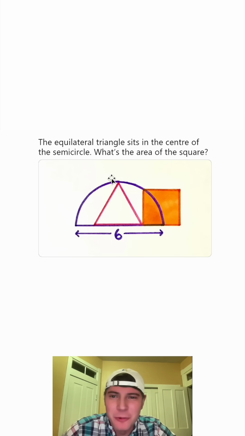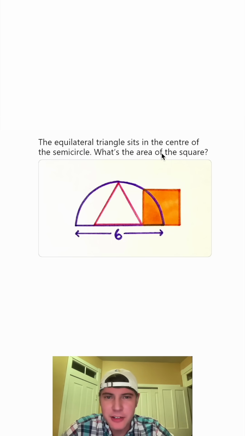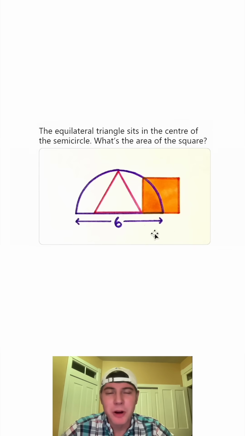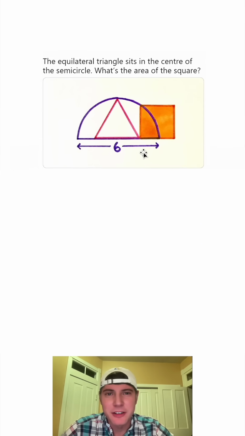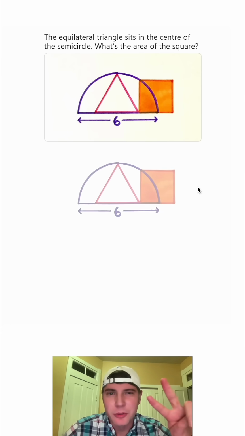Hey guys, this looks like a fun one. It says the equilateral triangle sits in the center of the semicircle, and it wants to know what is the area of the square. If you want to try this one on your own, pause it right now, because I'm going to solve it in 3, 2, 1.